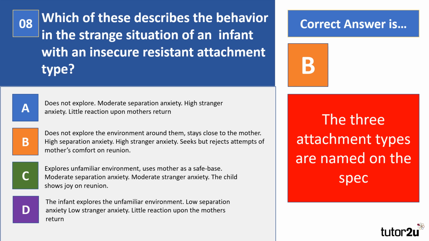Now with the strange situation, there is a lot that you're going to need to cover. You're going to need to know what it was, how it was carried out, the results of the strange situation, the kind of episodes, what kind of things it was measuring in the strange situation, and also the attachment types. So the attachment types specifically are named on the specification. So not just what they are, but also what they might look like in case a question came up asking you to identify a particular type of attachment.